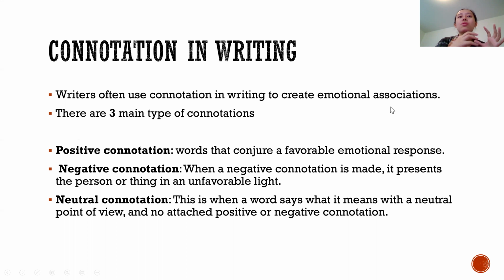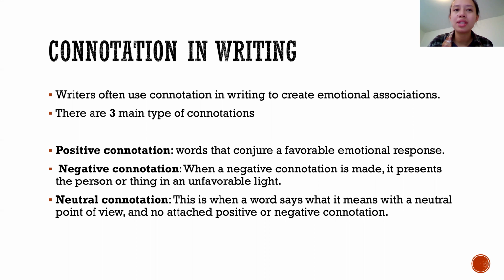So writers use connotation to create emotional feelings in the reader or to help make emotional connections with the reader. And there are three types of connotation. The first one is positive: words that conjure a favorable emotional response. The writer tries to use words that can cultivate a positive image, so readers can have positive thinking in response to the message that they read.